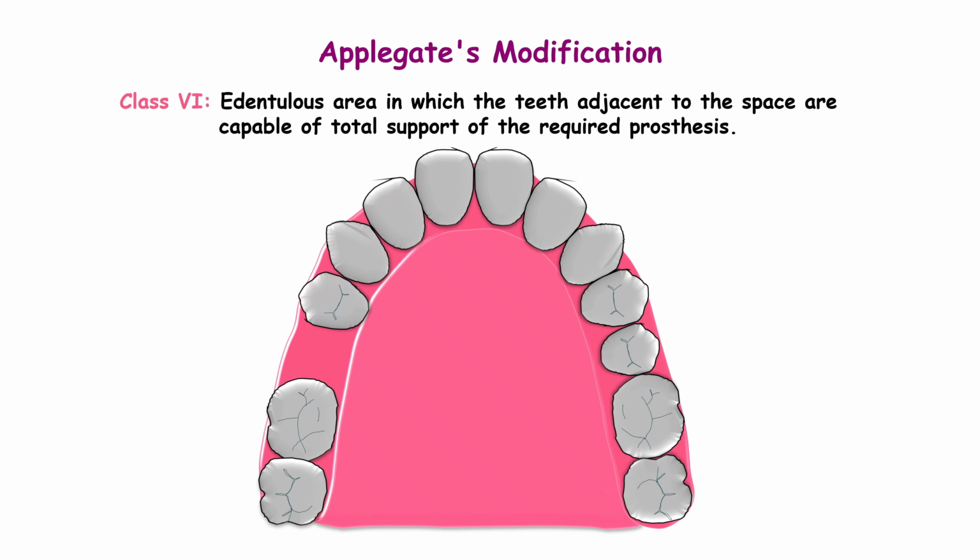This is class 6, in which edentulous area and the teeth adjacent to the space are capable of total support of required processes. This denture hardly requires any tissue support. Most of the RPDs are tooth supported. Hence, this condition is classified as a separate group. Coming to Applegate rules, there are 1 to 8 rules.